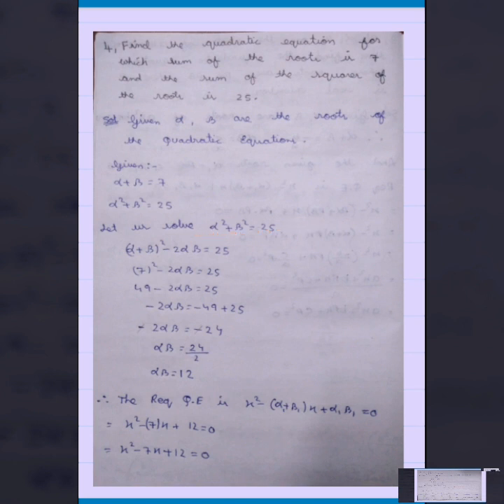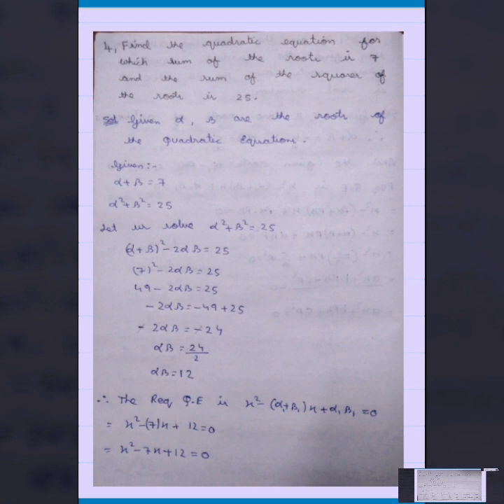So we know the formula a square plus b square, that is a plus b whole square minus 2ab. So we are going to substitute that formula. Then we get alpha plus beta whole square minus 2 alpha beta is equal to 25. So what is alpha plus beta? It's 7. So 7 square minus 2 alpha beta is equal to 25. So 7 square, it is 49, minus 2 alpha beta is equal to 25.